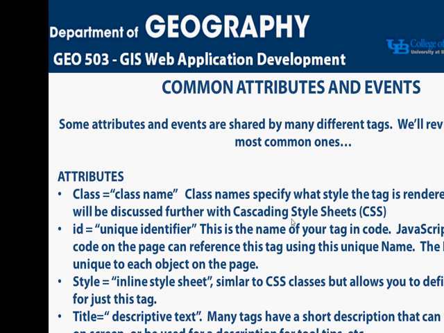Some attributes and events are shared by many different tags. In other words, in many different tags you might see the same attribute occurring over and over. Other attributes might be specific to only one type of tag. These are some attributes that appear in many different tags.